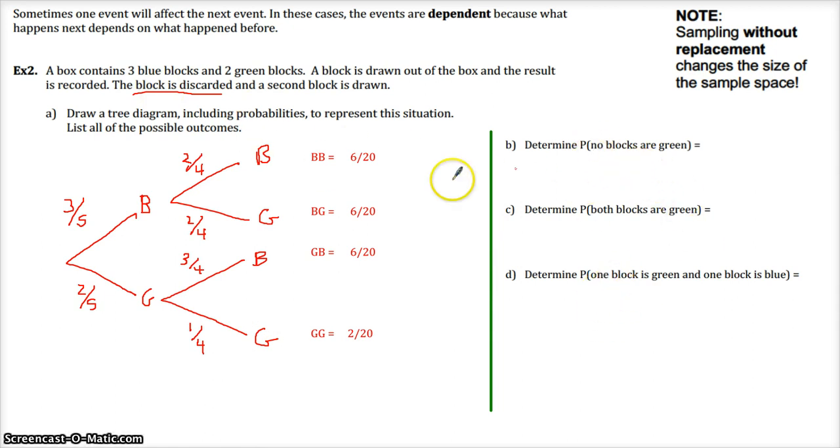All right, probability no blocks are green, if you read carefully. That would just be the 6 out of 20. Both are green is just 2 out of 20. That's kind of a low probability. And 1 is green and 1 is blue. That would be all of these, which is all 12 in the middle. Okay.